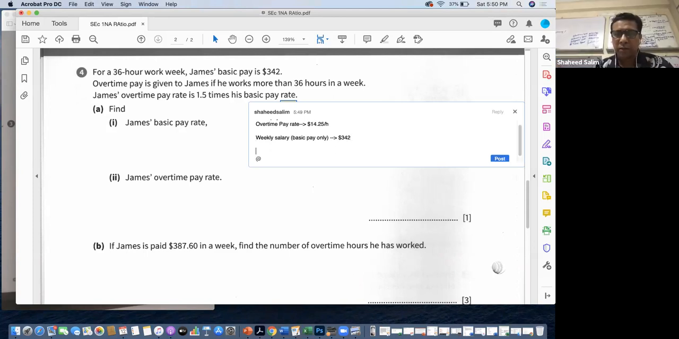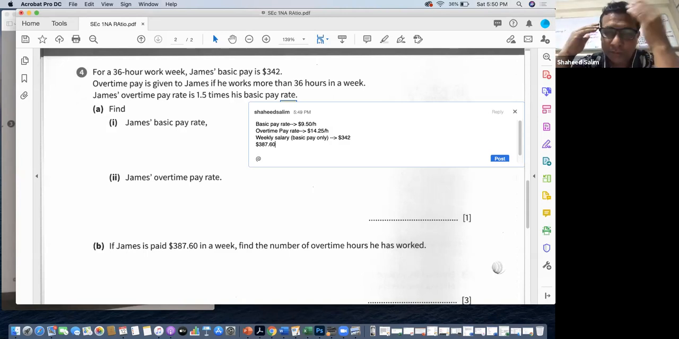All this you must understand now. You must understand what it is, because next time you'll be paid salary. If you are working for others, or if you are having your own business, you still need to know, maybe even more. So now he's paid $387.60.